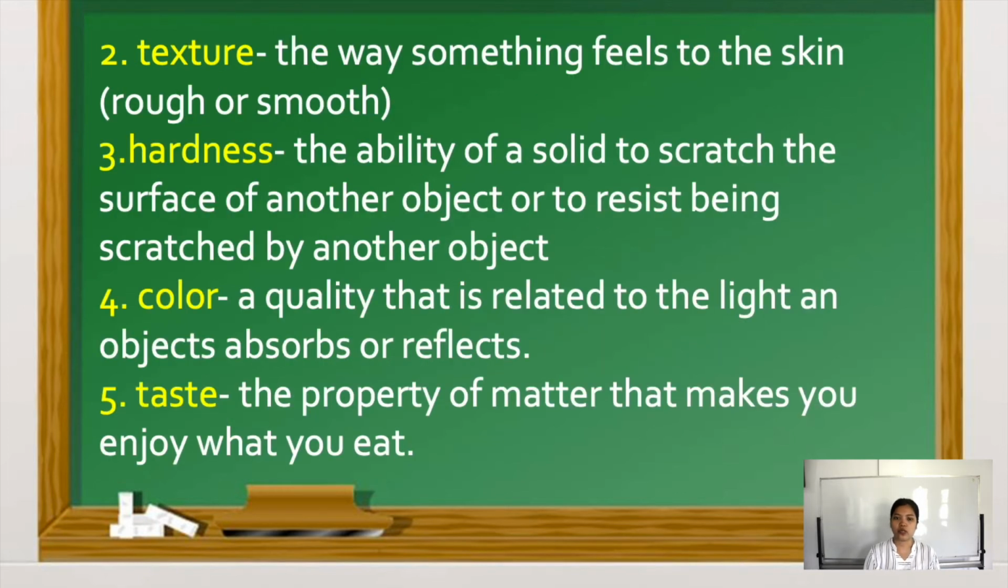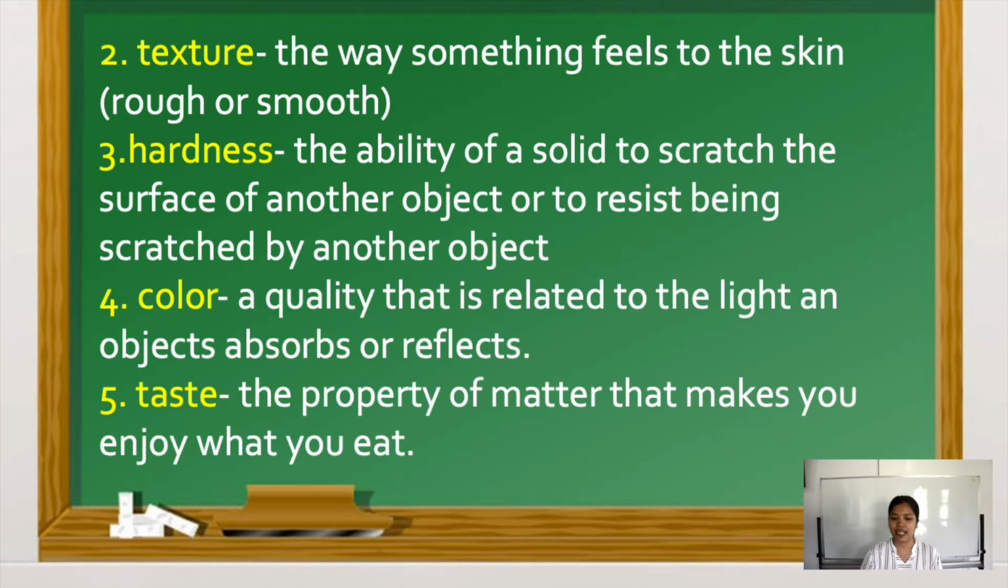Next is texture. It refers to how the object feels on your skin. It's either rough or smooth. Next, number 3 is hardness. It is the ability of a solid to scratch the surface of another object or to resist being scratched by another object. Next one is color. A quality that is related to the light an object absorbs or reflects.